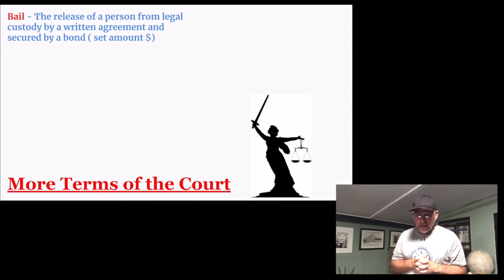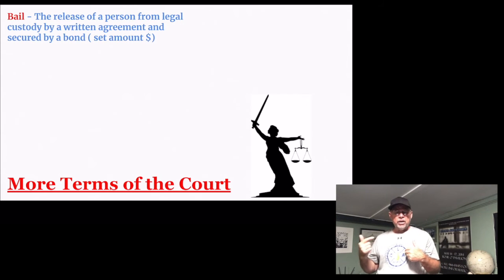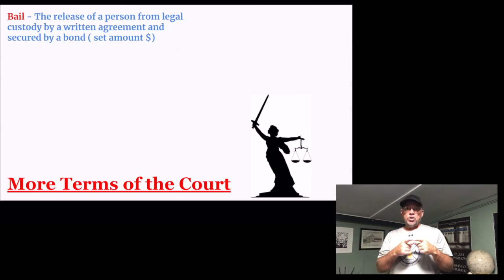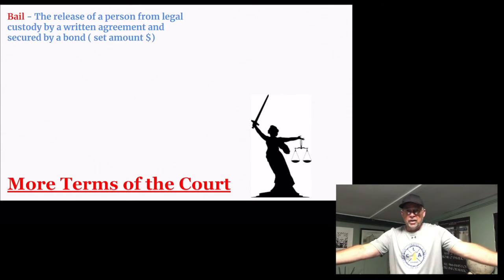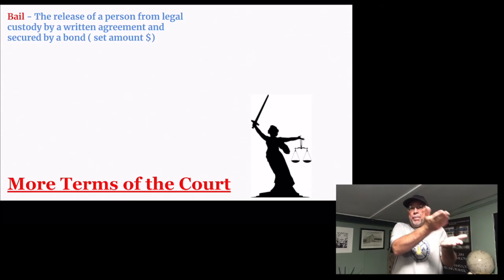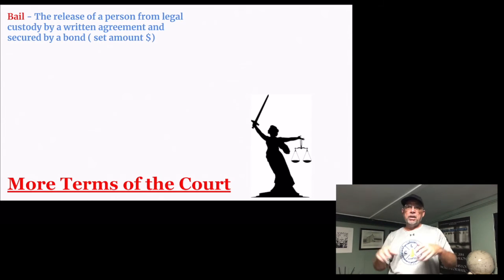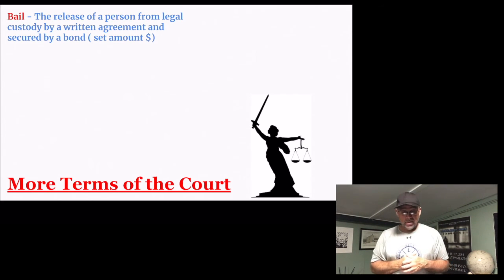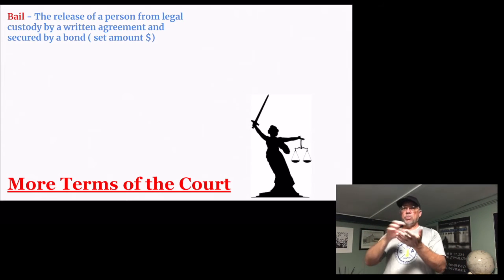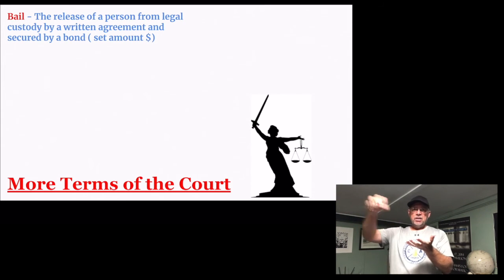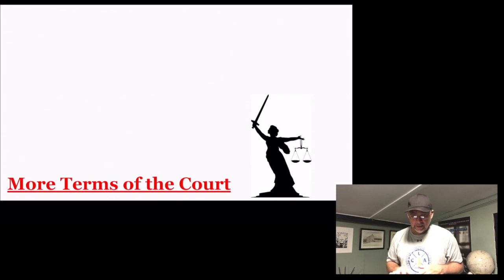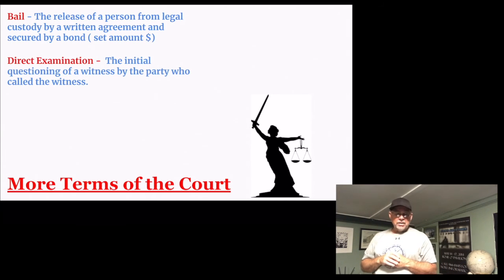Bail. The release of a person from legal custody by a written agreement and secured by a bond. So you know how they offer bail. So this person can get out on bail. They're released from custody, but someone comes in and gives a deposit, a bond. A bondsman comes in and says, I will put the $5 million down for their bail. I will be responsible to make sure they get back to trial. If they run or anything like that, that bail money is forfeited. So bail is what they put out there to release that person to guarantee that they'll be back to trial.